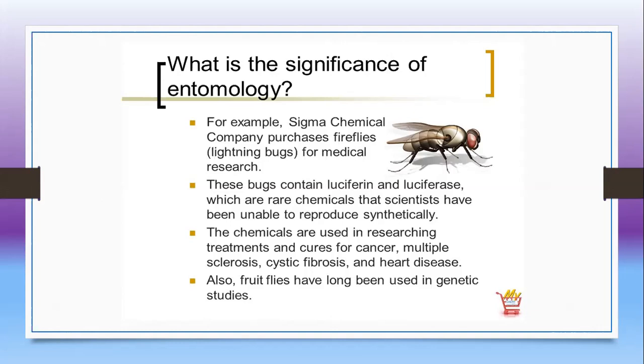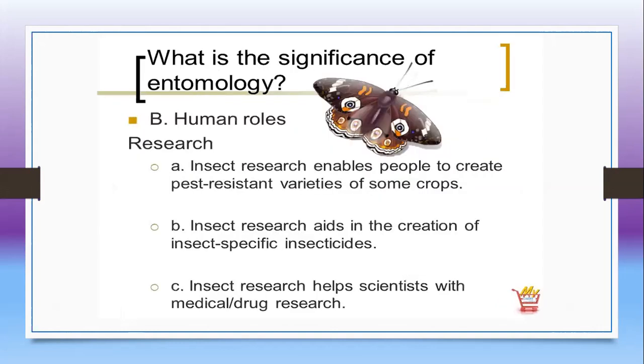Not only this, there are other insects like mayflies and fruit flies. They have also been extensively used in research, especially in genetic studies. Okay. So as I said, it helps especially in human roles. The significance of entomology is spreading vastly in research.